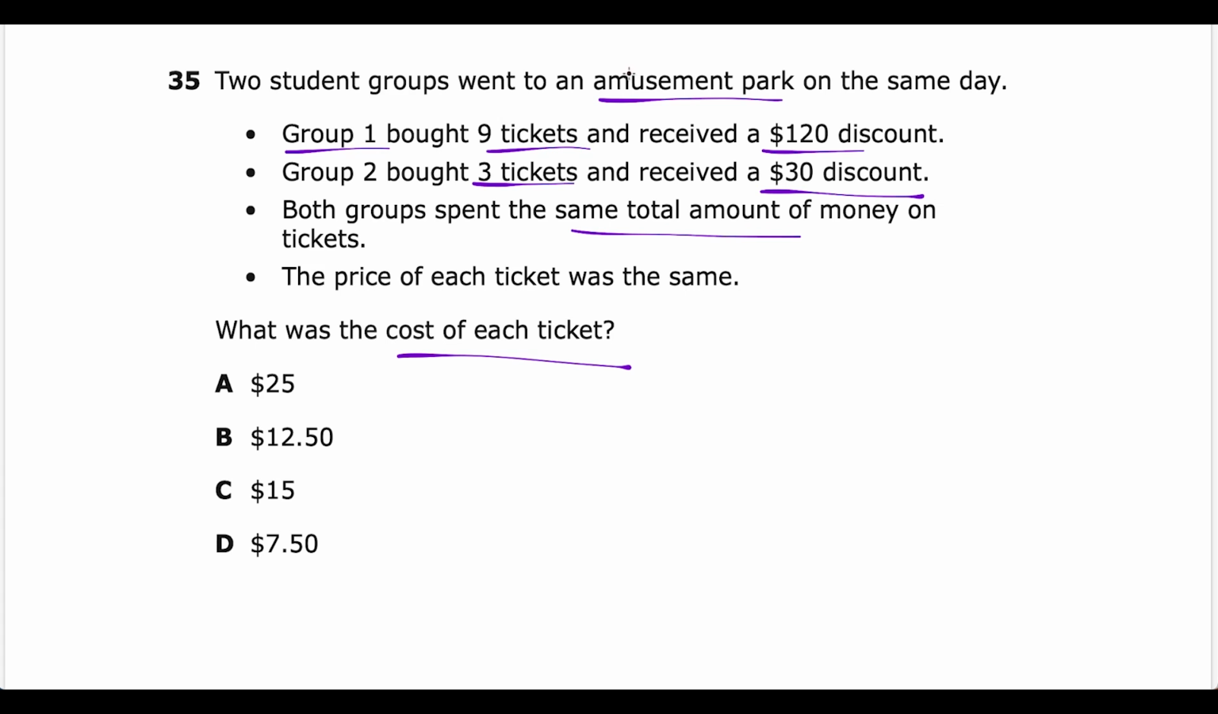All right, well, this scenario is just kind of ridiculous because I don't get why group 2 wouldn't just buy 9 tickets and then maybe sell the other 6, but whatever. This is not asking us what you would do. It's just find the cost of one ticket.